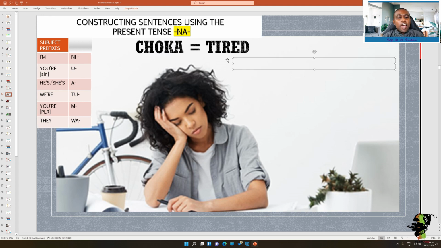Those are very important subject prefixes that we'll be using to construct different sentences in Kiswahili here. And we are going to be using our present tense na. So the first sentence I want you to construct is I am tired. How are we going to construct that? We start with your subject prefix for I, ni. Plus tense. When is the action happening? Now. I am now tired. Na. And then plus the word tired, choka. So how do you pronounce that? Ninachoka.